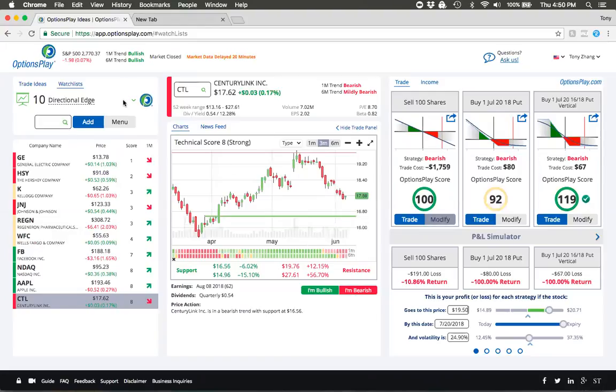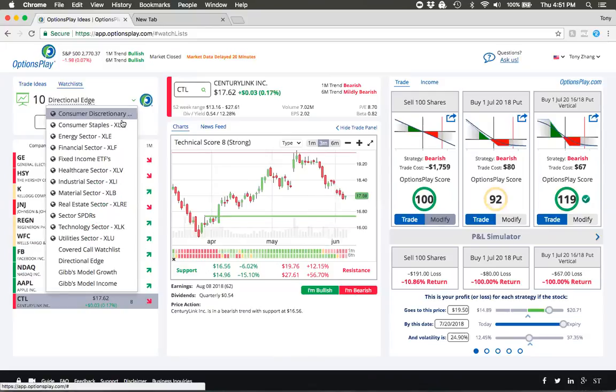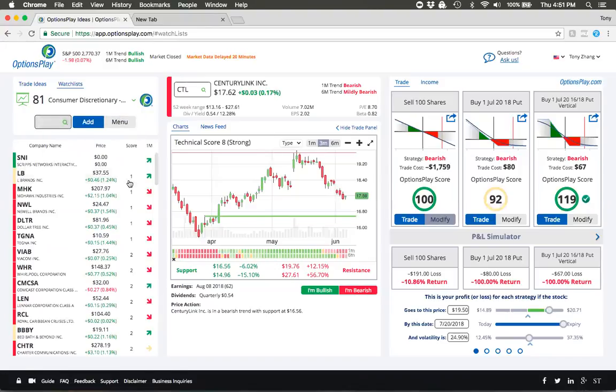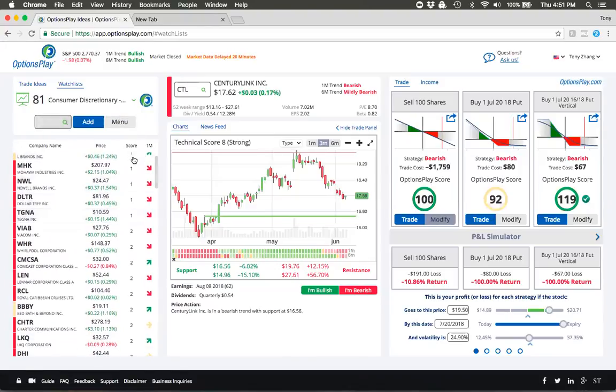So you can set up a watch list. I typically recommend that you sort it by the score, because that helps you very quickly gauge, on a very long list of stocks, what are the strong stocks and what are the weak stocks. Let me show you consumer discretionary, which is a very long list, right? So I sorted by the score of 1.